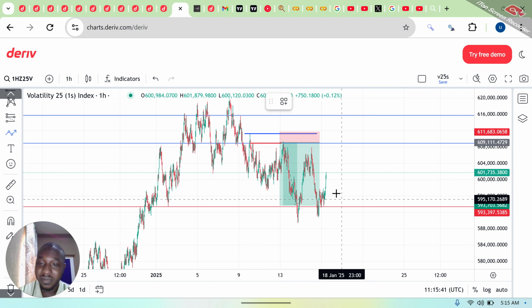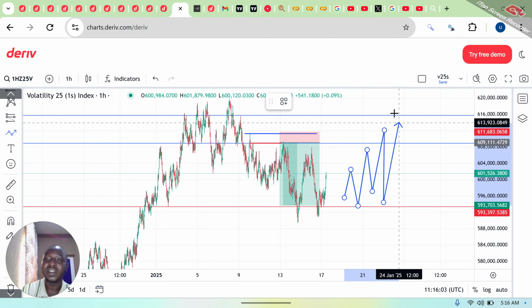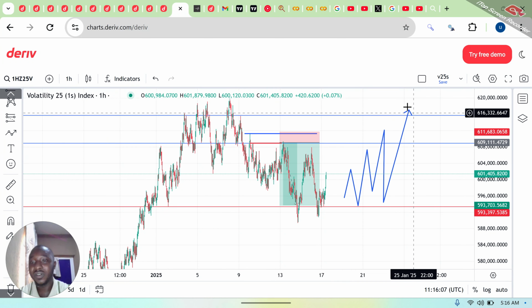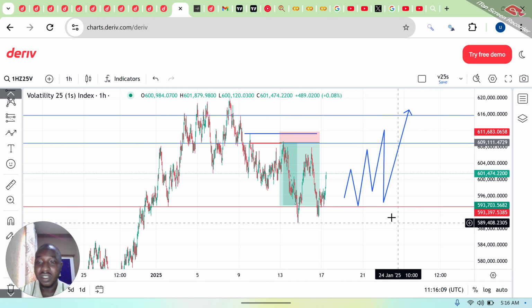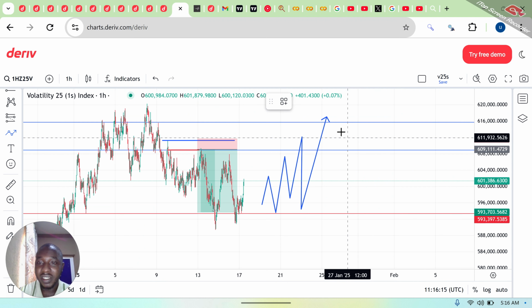So this is what I expect. I expect the market to create a high, come back, take out this previous low, create another high, create an internal liquidity, which is an internal low, create another high, and come back to sweep this previous internal liquidity or previous low, and expand to the upside. That's for uptrend continuation.